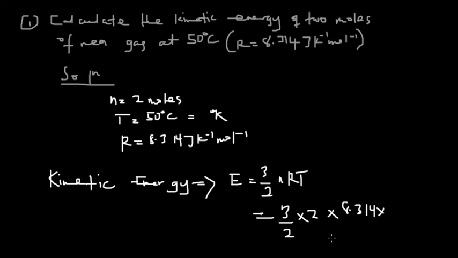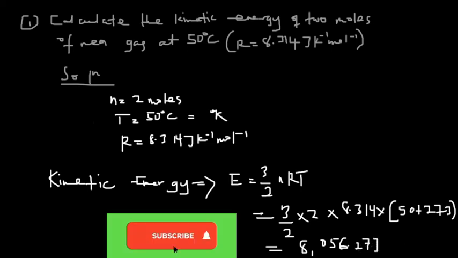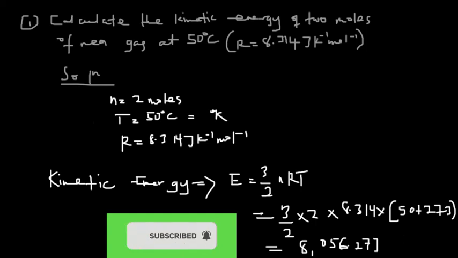Okay, so you know that our temperature is 50 degrees Celsius. So let's convert that to Kelvin. So you have 50 plus 273. When you compute all of this, you end up with 8056.27 joules. So this is how you solve this kind of question.